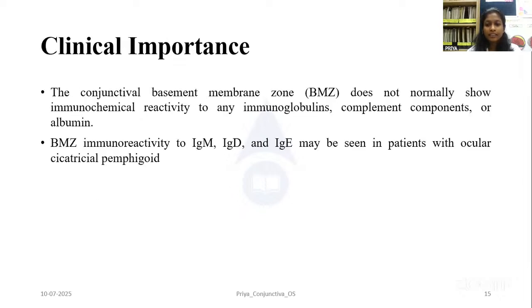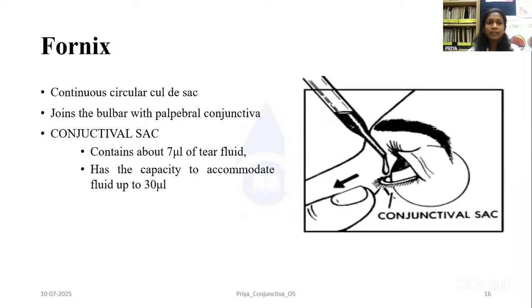Clinical importance. Its looseness allows fluid and blood to accumulate easily, which explains why the bulbar conjunctiva is often involved in conditions like subconjunctival hemorrhage and chemosis. Fornix. The fornix is a transitional fold between the palpebral and bulbar conjunctiva. It allows free movement of the globe and acts as a reservoir of tears.